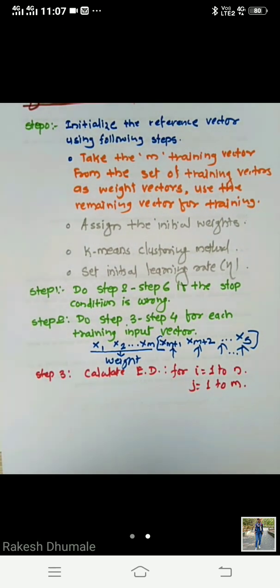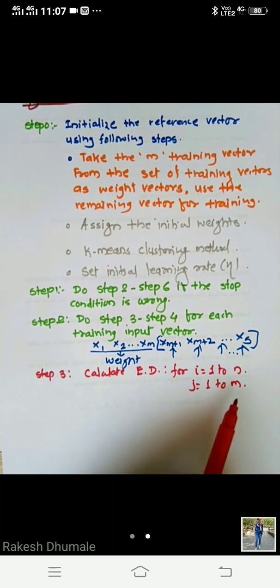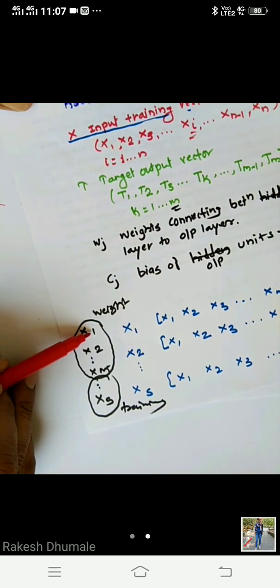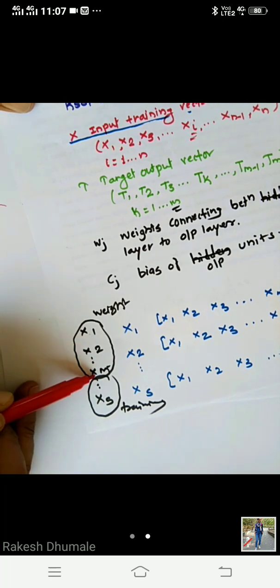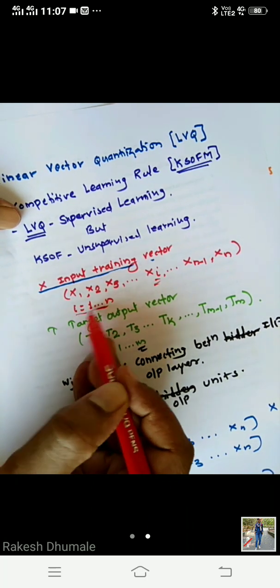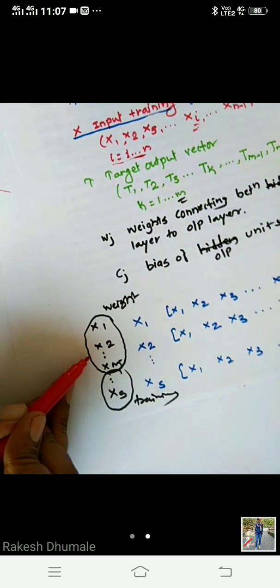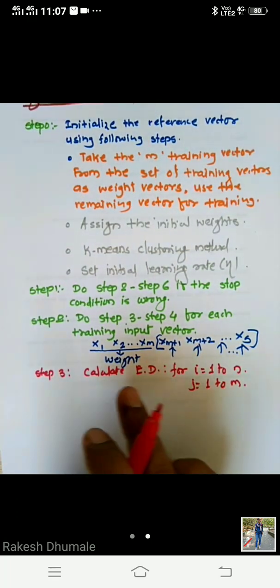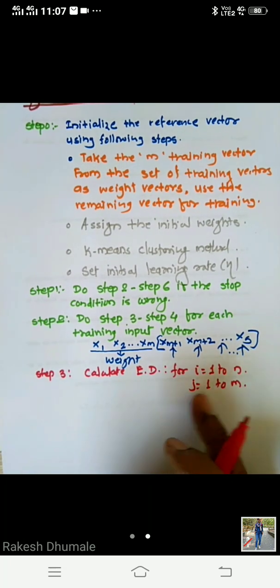No, 1 to m, these are not the number of outputs, these are the number of weights, correct? Not outputs. As I already said, this is the weight vector of size 1 to m, and 1 to n is the number of elements in one input vector, and 1 to m is the number of weights, correct? So calculate the Euclidean distance for i 1 to n and j 1 to m.